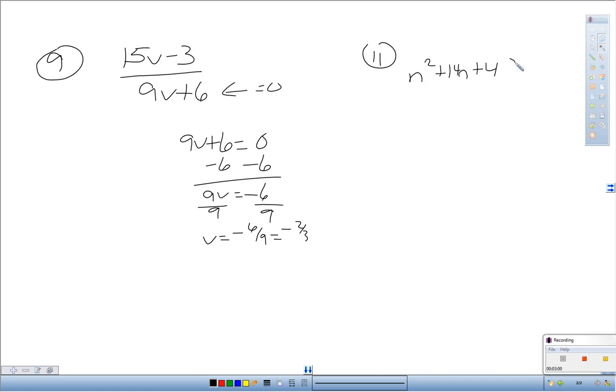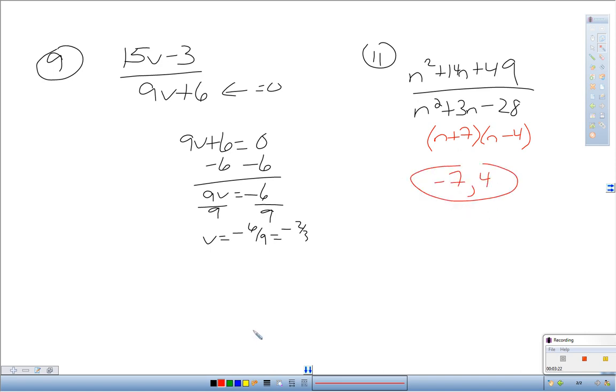For number 11, notice that I have a trinomial in the numerator and a trinomial in the denominator, but again, excluded values are only concerned about what the denominator values are. So I notice that's a trinomial, so I'm going to factor that into n plus 7, n minus 4. And my excluded values, again, are where it equals 0, so that would be at negative 7 and positive 4.